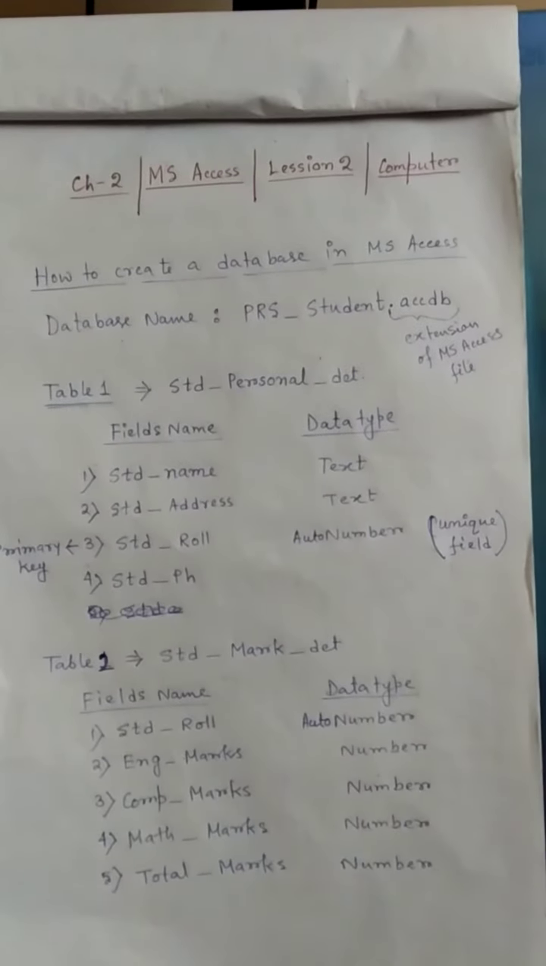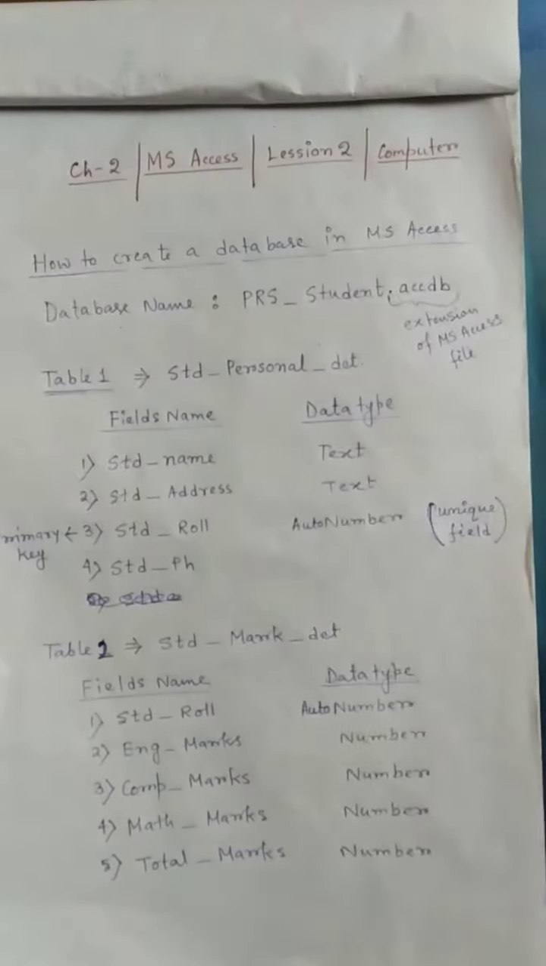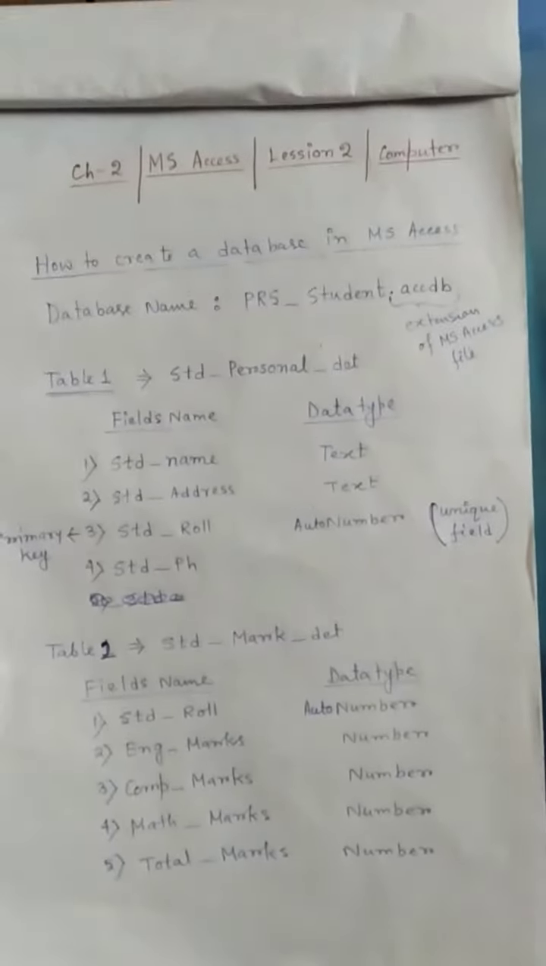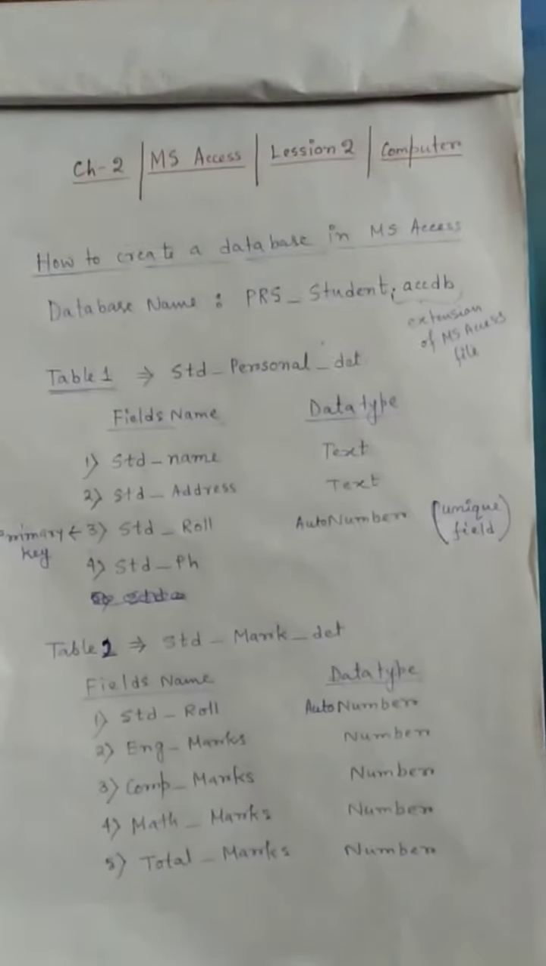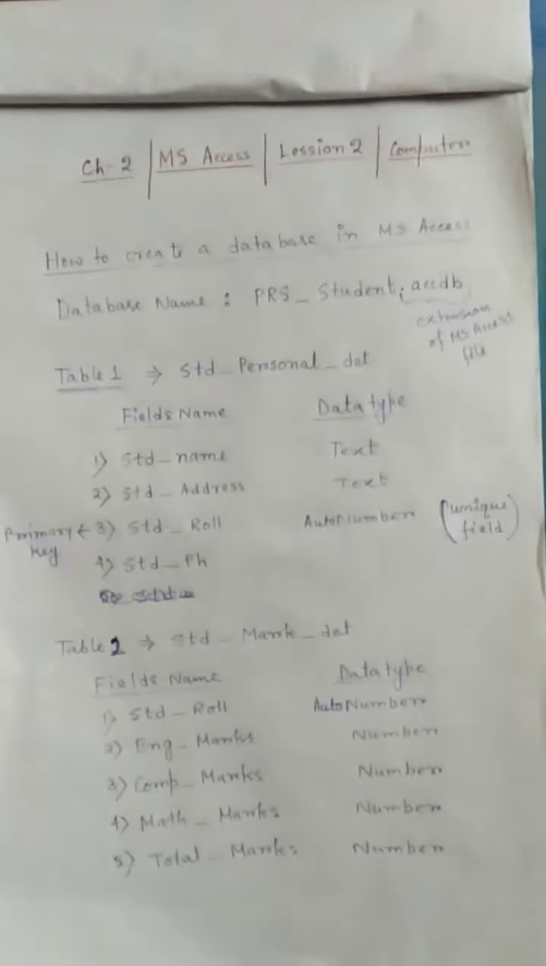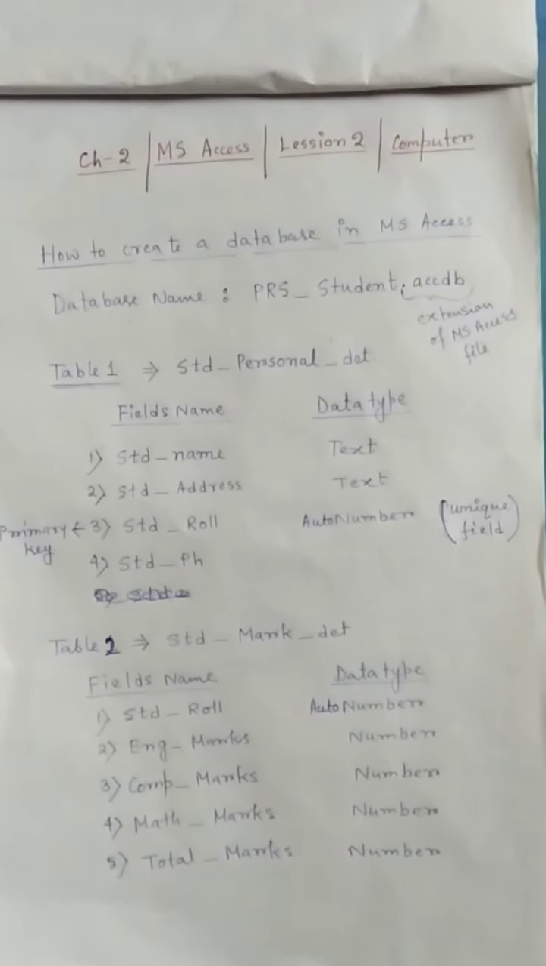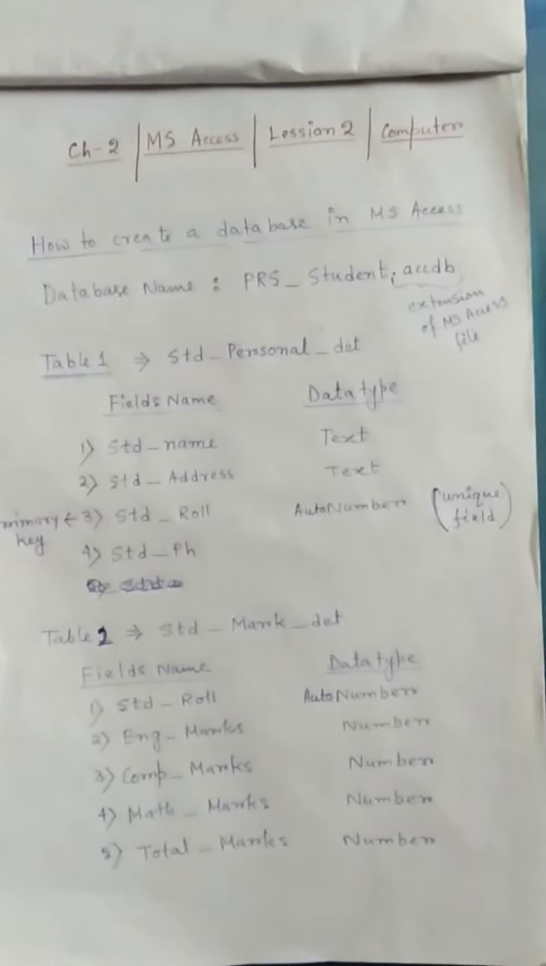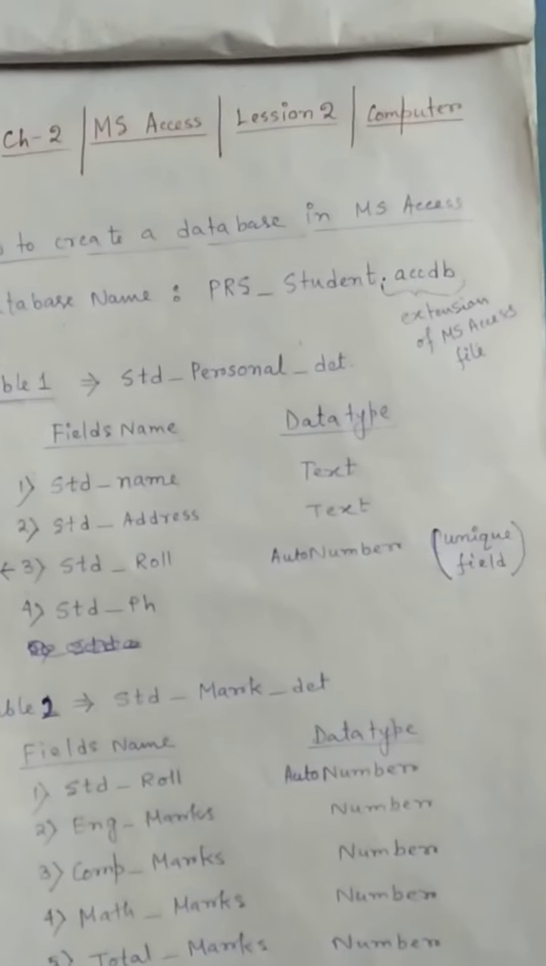Today we continue chapter 2, that is MS Access. Now today we discuss how to create a database in MS Access. Okay. Now here see, we take a database that is PRS underscore student. Now you can give any other name also.